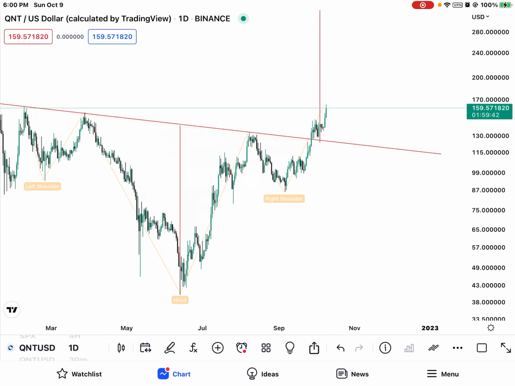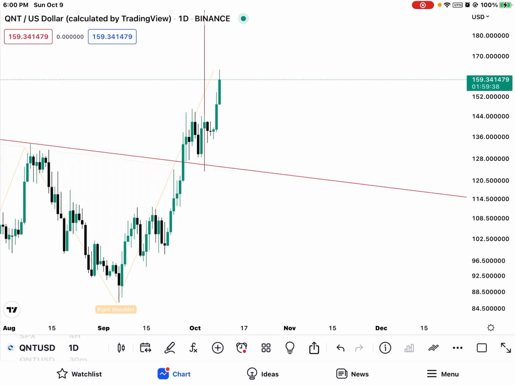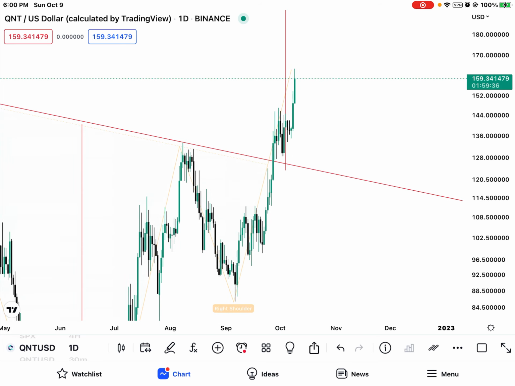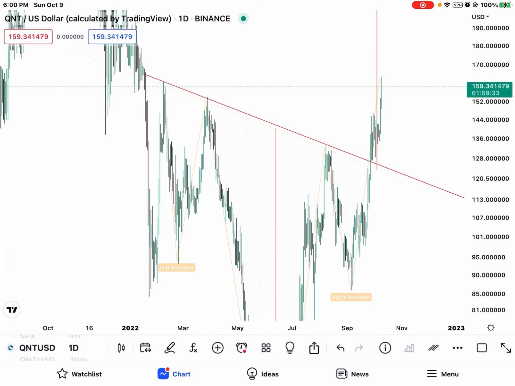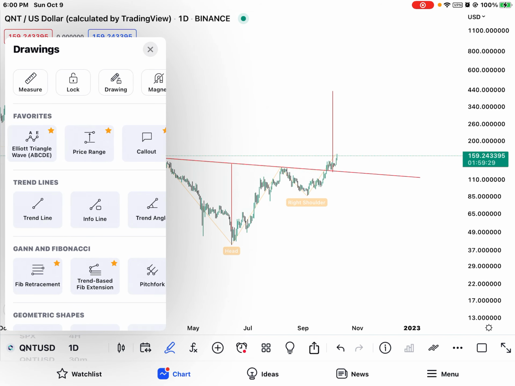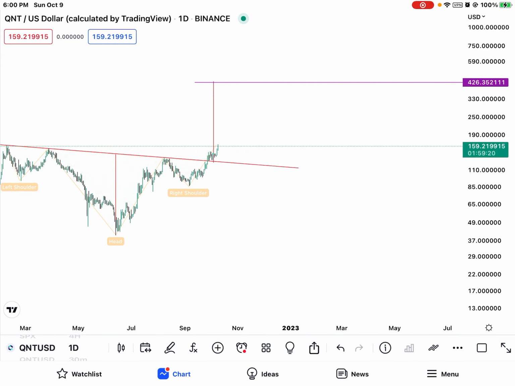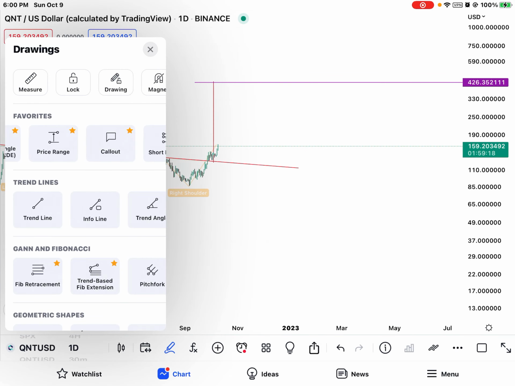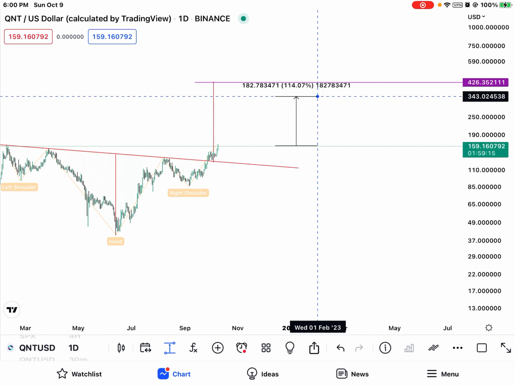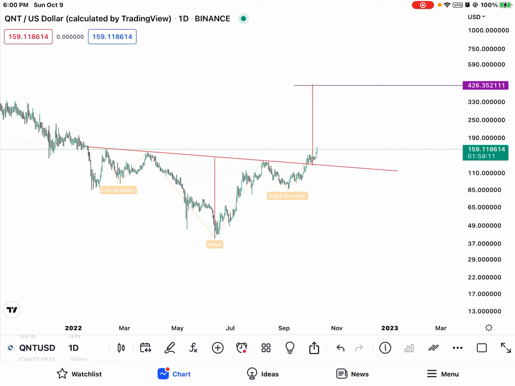Now, when we have an inverse head and shoulders, we always come back to do a retest of this neckline, which we did over here. We did it successfully. So where does that take us out to approximately? That approximately takes us out to $426. Now, from current prices, that would be about a 168% increase, okay?